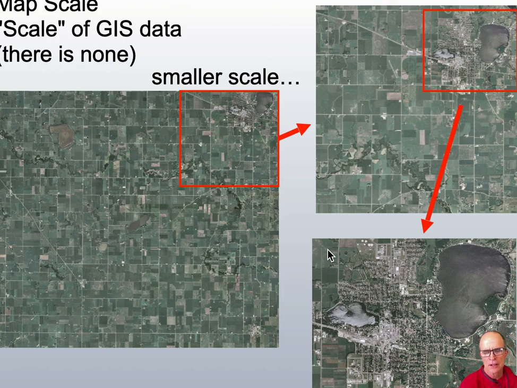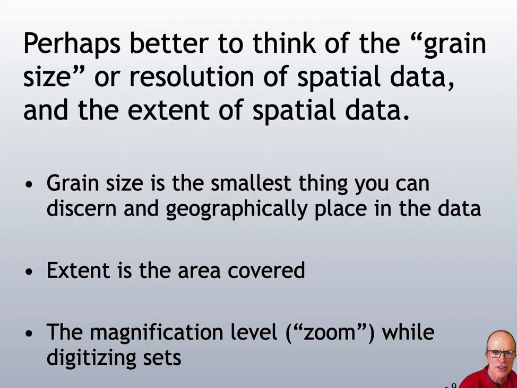And when you're digitizing, the project often puts a limit. You want to digitize at a scale of between 1 to 5,000 and 1 to 20,000. Don't zoom in more or less, because those are kind of the bounds of efficiency and accuracy, and then you have to pay attention while you digitize.